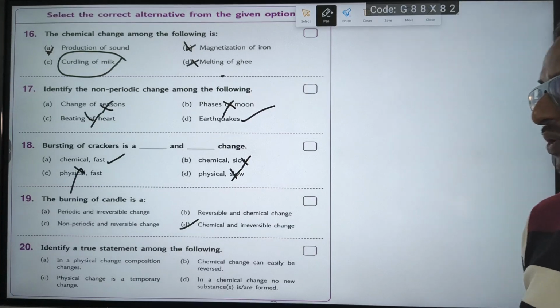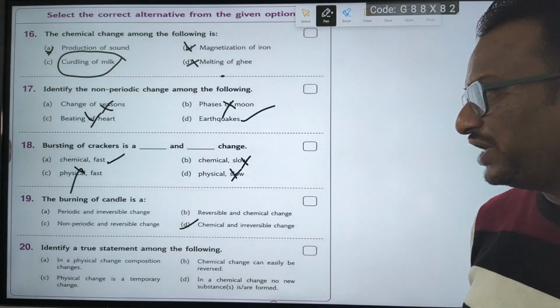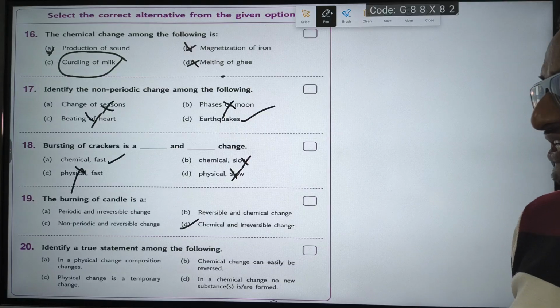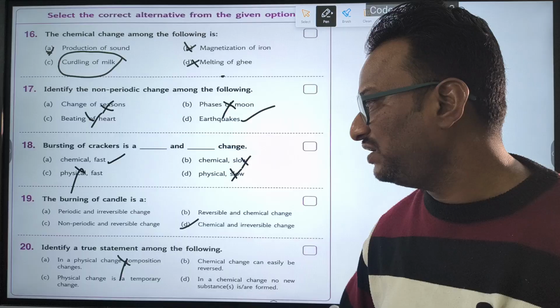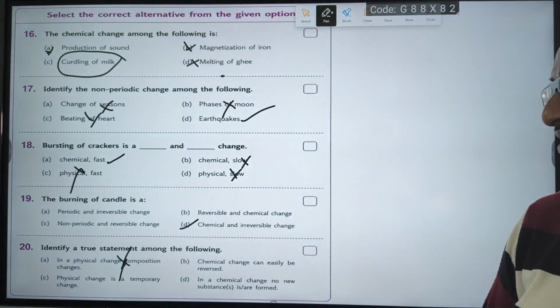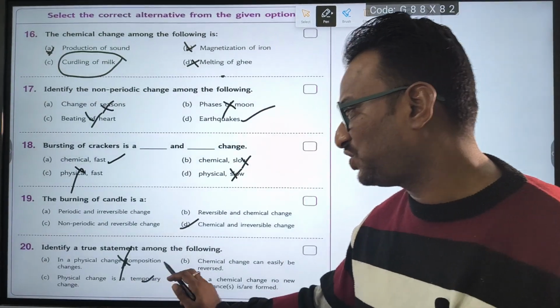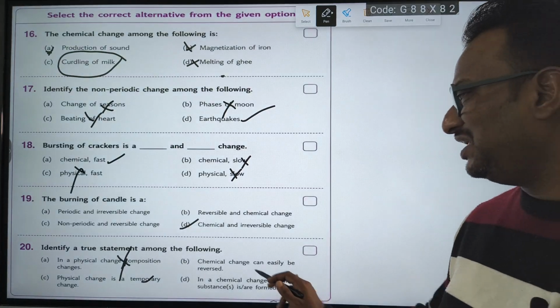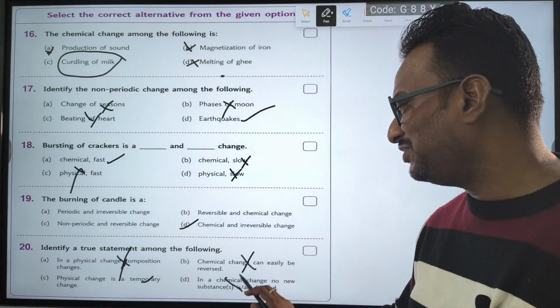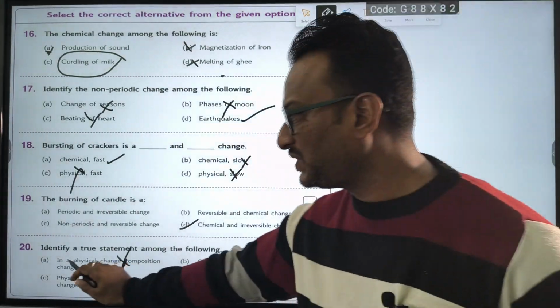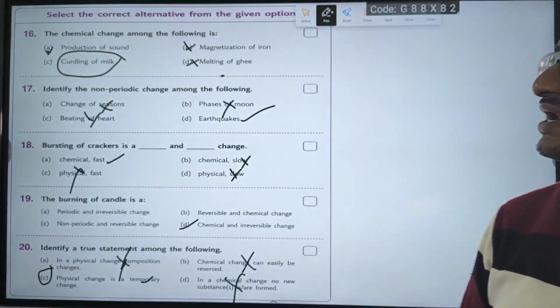Okay. So identify a true statement among the following. In a physical change, composition changes. No, composition never changes actually. It is false. Physical change is a temporary change. Yes, it is true. Chemical change can easily be reversed. It is wrong. In chemical change, no new substance is formed. A new substance is going to be formed. So the option is C. C is the right option.